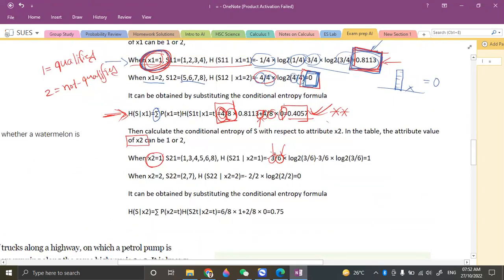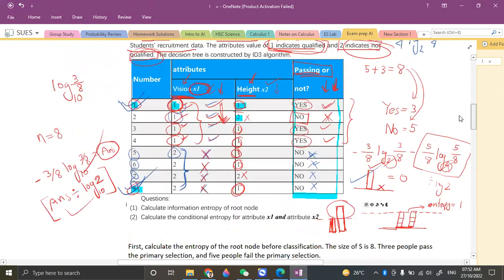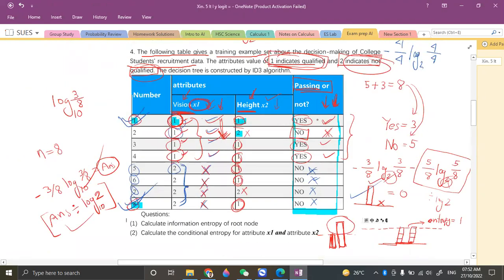And then where does this 3 come from? For these 6 qualified, let's see how many of them are yes. I will just erase so that you can understand. Among those 6 qualified, how many of them are selected? First 1, 2, 3, 4, okay, 3 of them are selected, right? And how many of them are not selected? 1, 2, and 3. 3 of them are not selected, right?